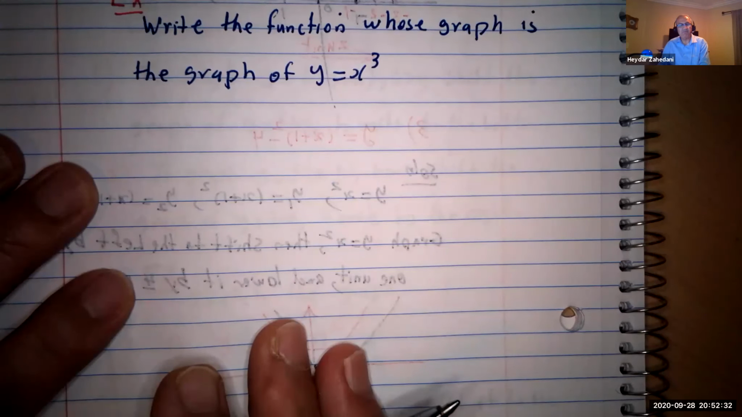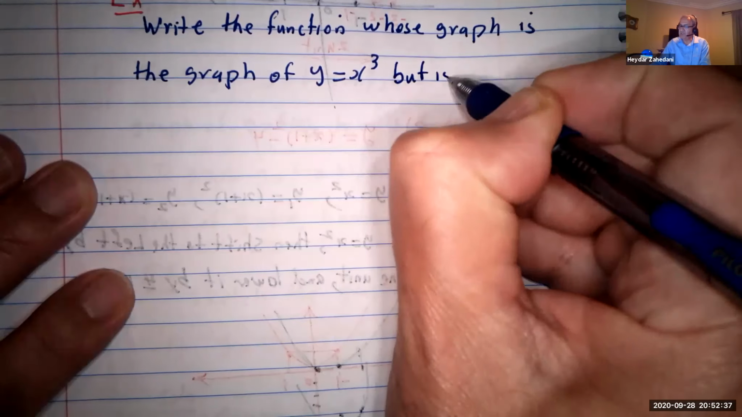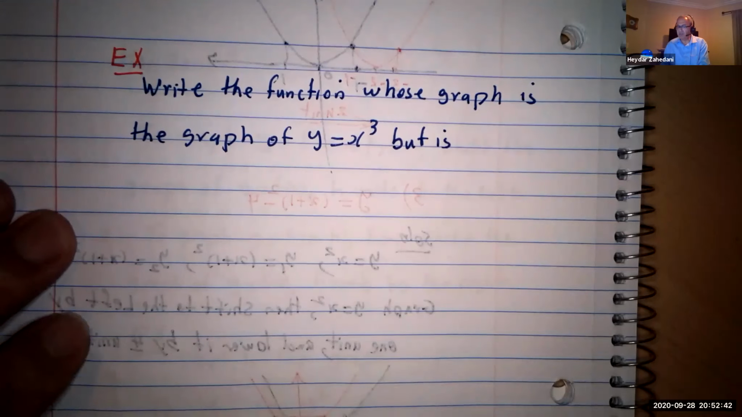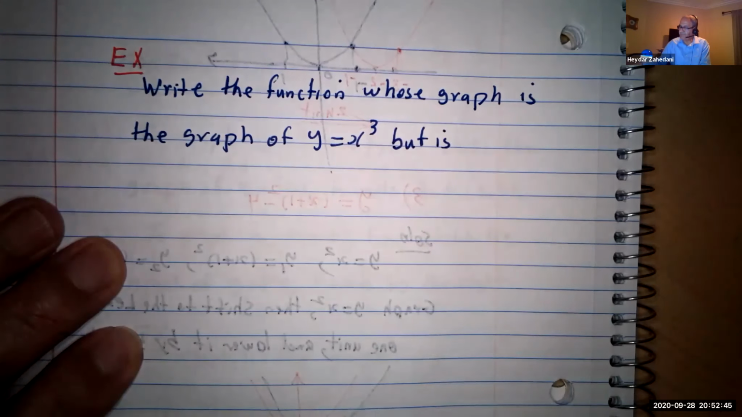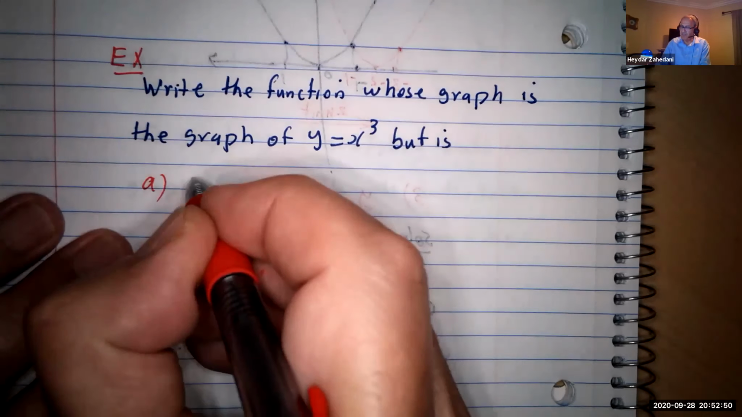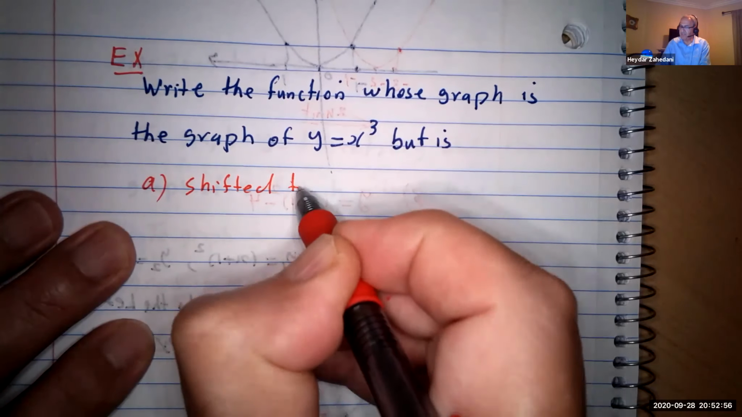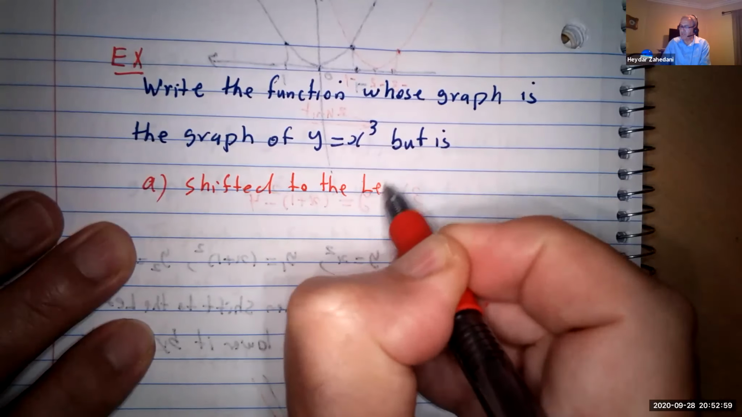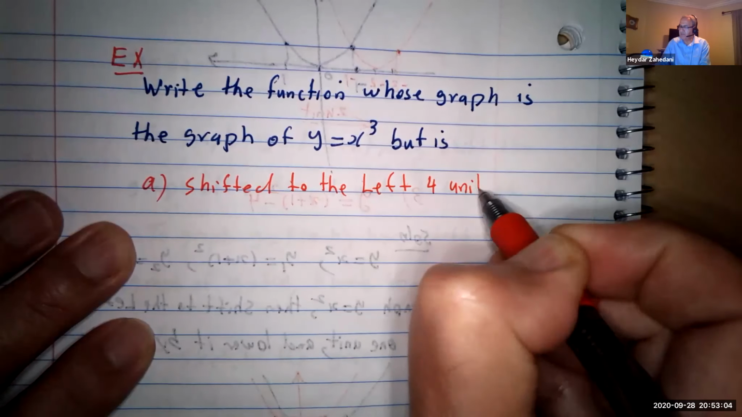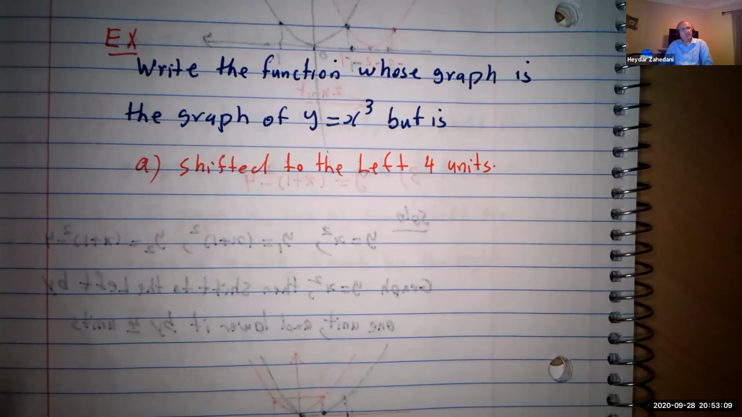Whose graph is the graph of y equal to x cubed? Now we give the instruction: give us those functions with this description. The first one, give us a function whose graph is y equal to x cubed when it's shifted to the left 4 units. So the parent function is y equal to x cubed.